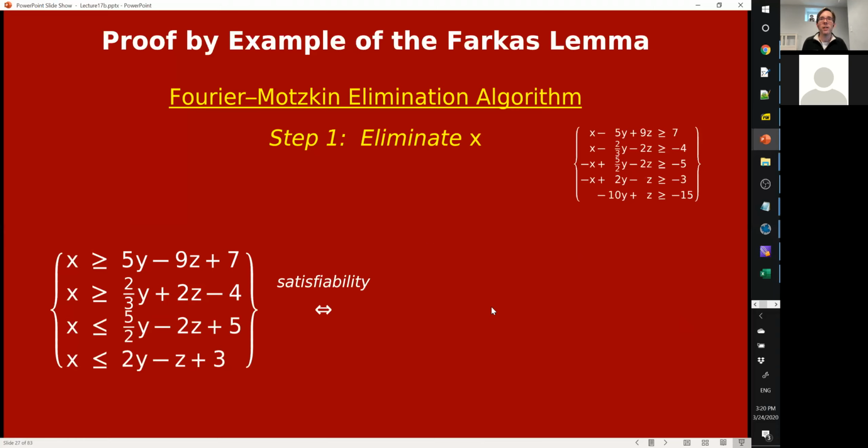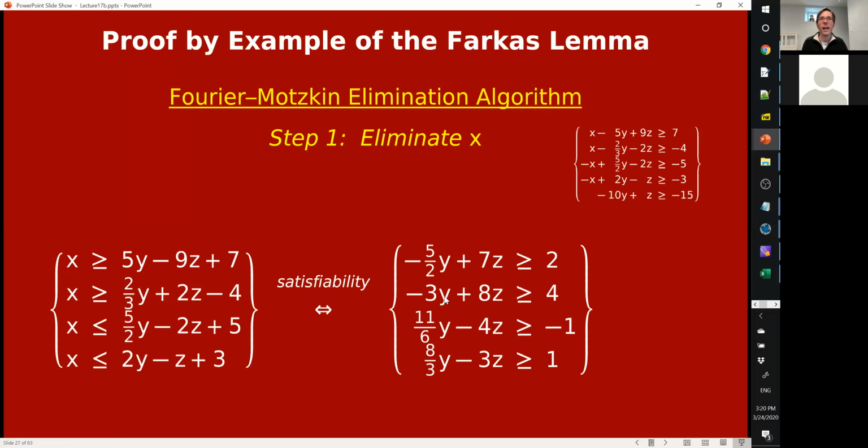So I've done that here. You can take my word for it. And now we can just remember the original system we were thinking about. We also had this one inequation that didn't involve x at all. So let's stick it back in.